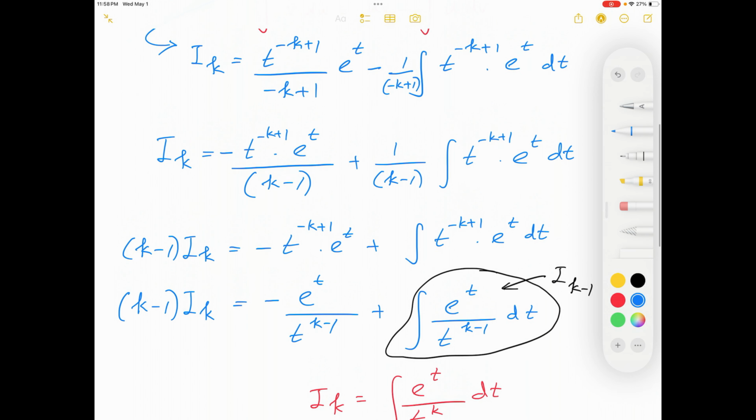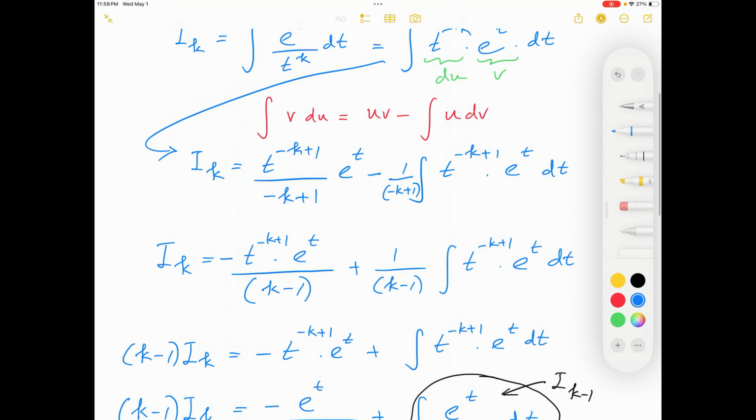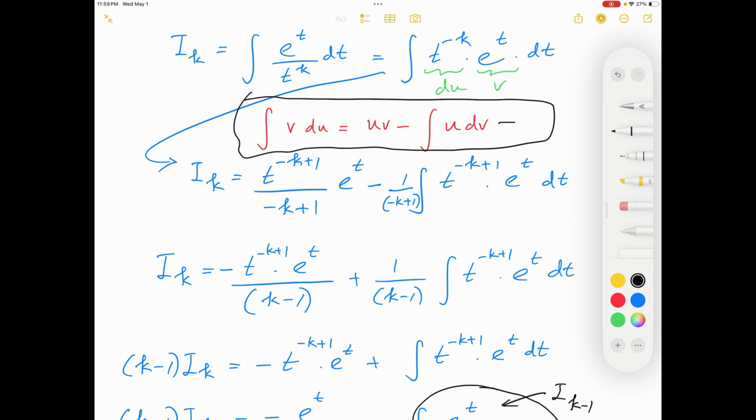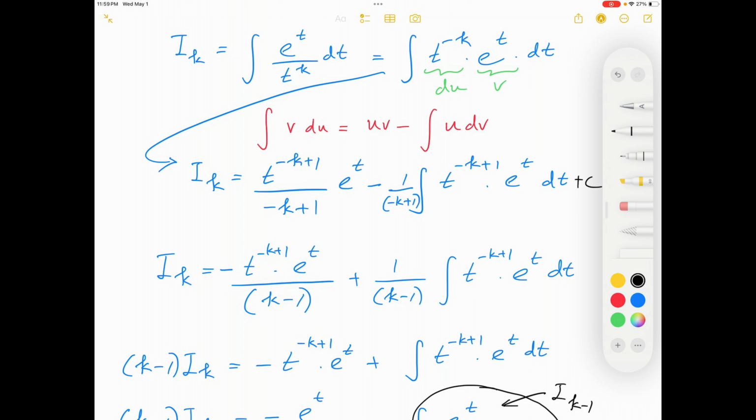However, remember that when we apply integration by parts, in order to obtain this term right here, the very first term, we integrated t raised to the negative kth power. When we integrate something, we always get an arbitrary constant. So even though this original integration by parts formula doesn't have a plus c, we need to add a c, an arbitrary constant, with each iteration of integration by parts. Therefore, I'm going to go ahead and add a plus c to each of these steps.